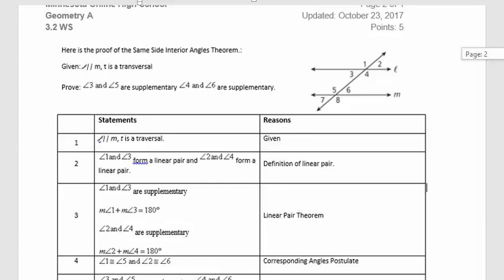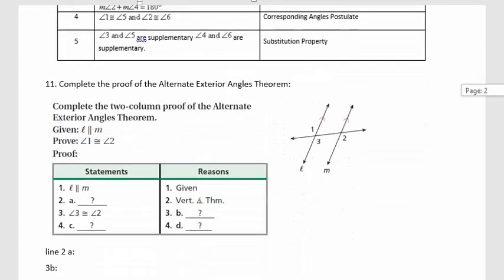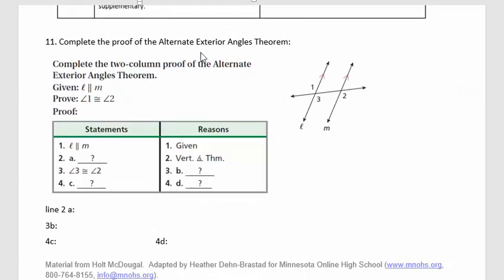And then here's a proof of the same side interior angles theorem. So you can look through that. Remember, theorems have to be proved before we can use them. And then here is a proof of the alternate exterior angles theorem for you to complete. Most of it's done. It's very similar to the alternate interior angles proof.